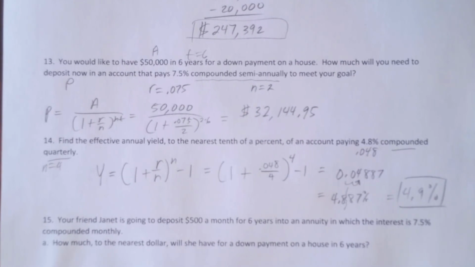Now you may want to round it to 2 decimal places if you're trying to compare rates, but here we're rounding to the nearest 0.1%, so that'd be 4.9%. All right, let's move on to number 15.